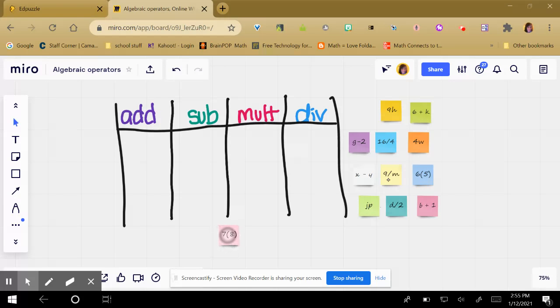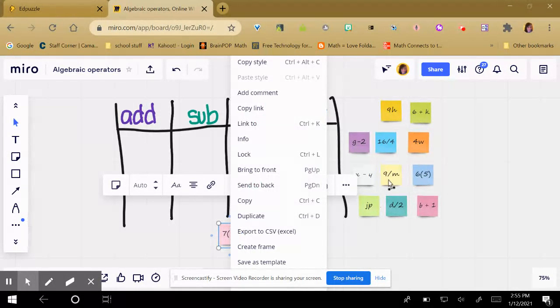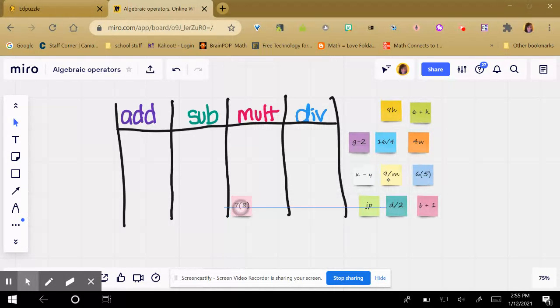Okay, so for example, 7 parentheses 8. Where's that going to go? Is that one way that we show addition, subtraction, multiplication, or division? Well, if you've been paying attention, you know that 7 parentheses 8 is one way that we can show multiplication. So I'll put it up there. Okay? All right, so that's your first example. The rest you're going to do on your own.